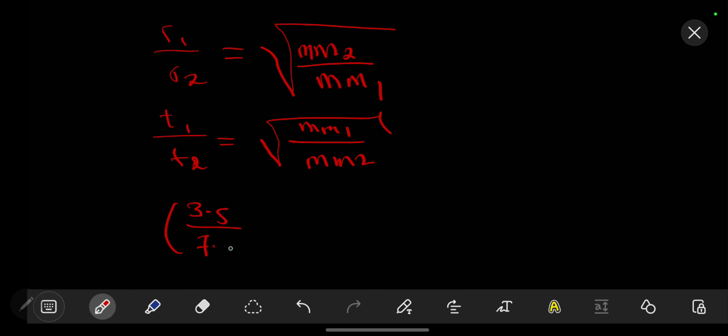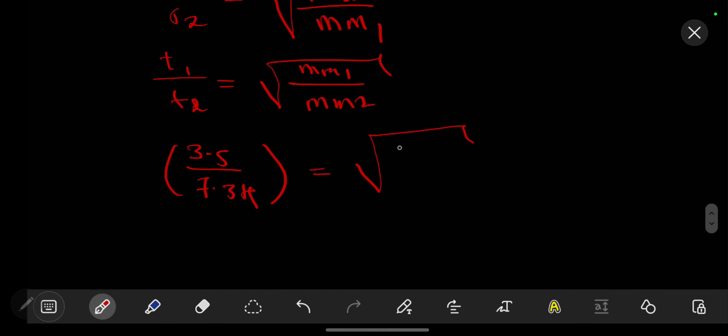We have 7.34. This is the time it takes for the chlorine gas to effuse. It should be equal to the square root of our molar mass. We have established that the molar mass of the unknown gas is unknown, so we just put molar mass 1 over the molar mass of chlorine. Remember, this corresponds to the mass of chlorine since we are provided with time. If it were rate, we could have used an inverse relationship.